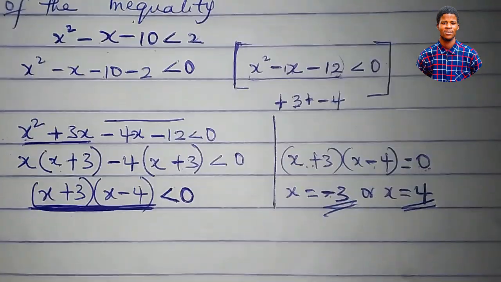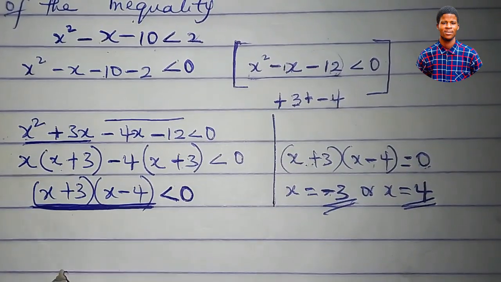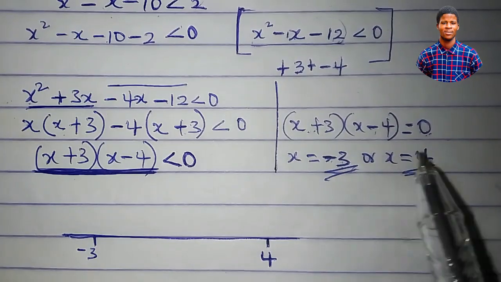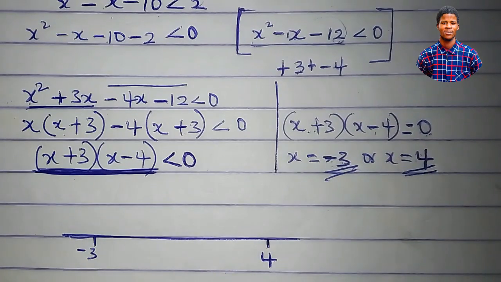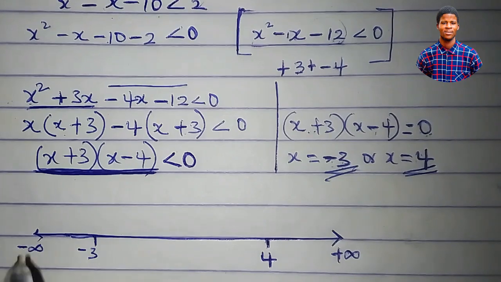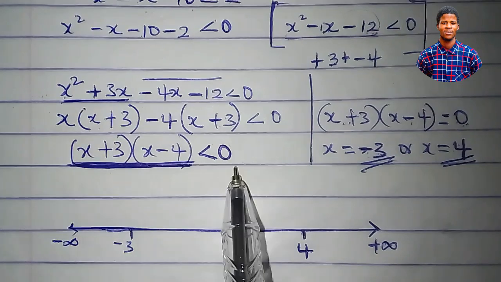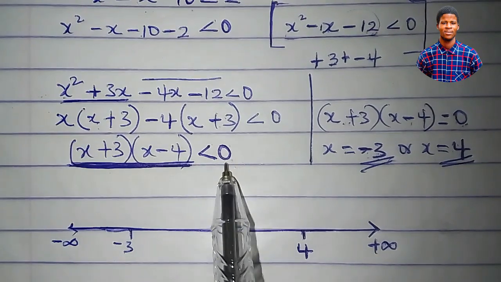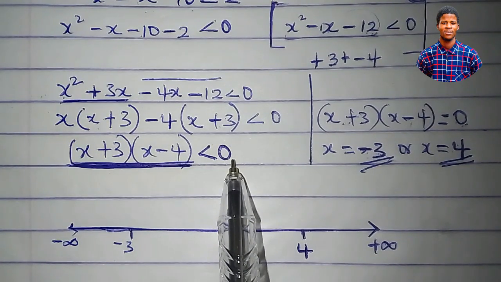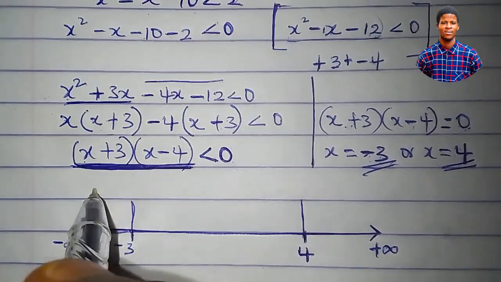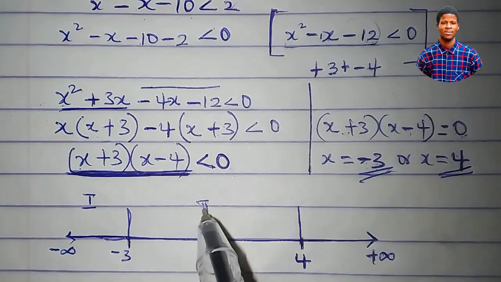Now, I will prepare a number line. I will place the roots that I got on the number line. To this end, I have positive infinity. To this end, I have negative infinity. Good. Now, my inequality here says less than 0, and numbers less than 0 are negative numbers. I want to divide this number line into three regions. This is region 1, region 2, region 3.